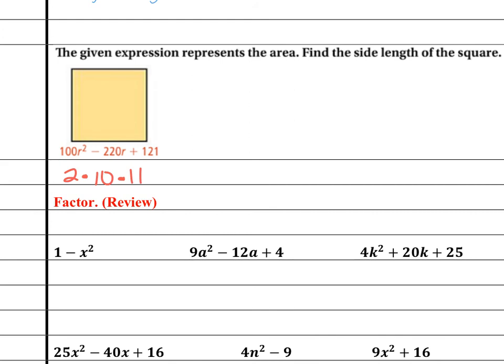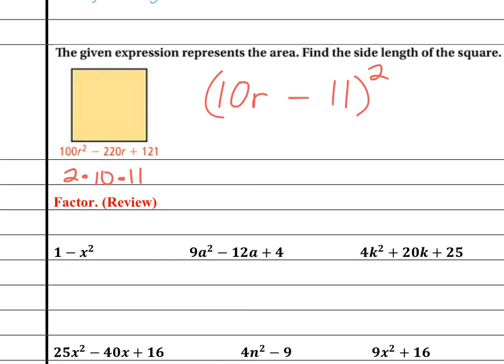This one's a little bit different because you see a minus sign. And so we're still going to do, it's asking for the side length of the square, so it's got to be the same thing twice. So it's still going to be a binomial squared. The first one would have to be, the square root of 100r squared is 10r. What's the square root of 121? 11. But this one, what do you think has to go in the middle? Minus, a negative, because that b term is negative. But it is still a perfect square trinomial. You could multiply this out and check and make sure it's the same thing.